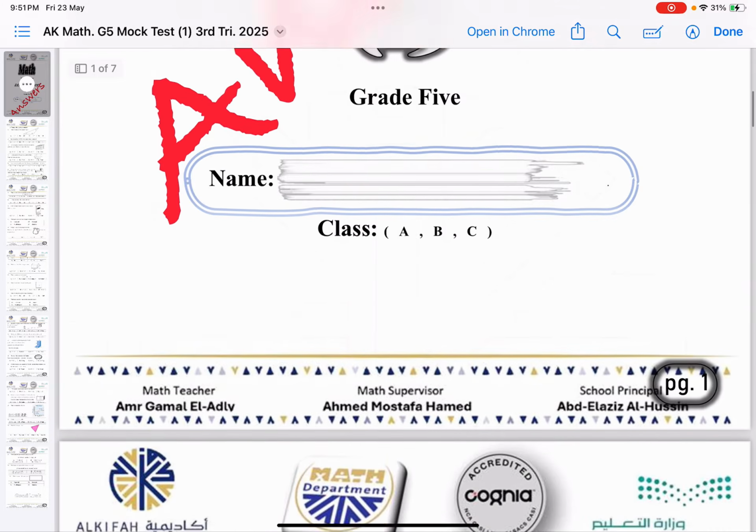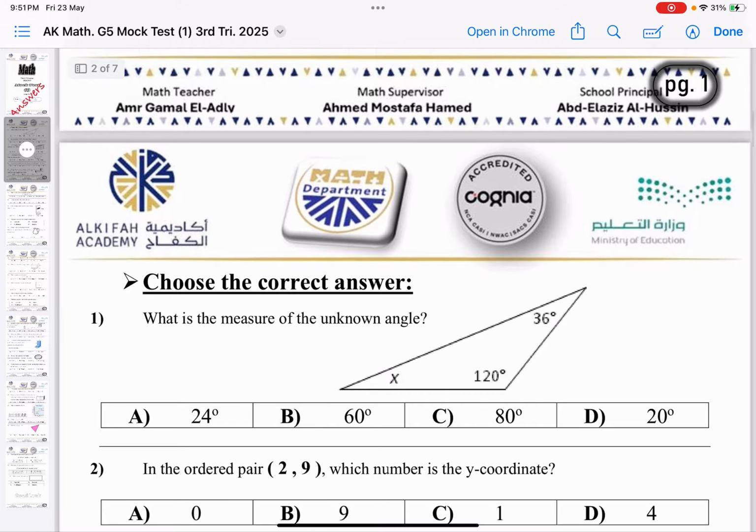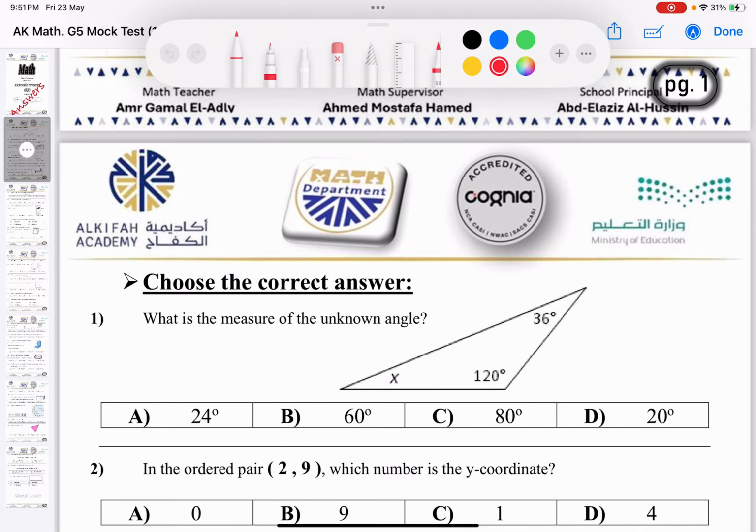بسم الله، خلينا نبدأ بأول سؤال. Question number 1. Find the unknown angle. طبعا unknown angle دي مهمة جدا، ده triangle. طيب أول حاجة, what is the measure of the unknown angle? We need to find the angle x, this angle. How we can find it?